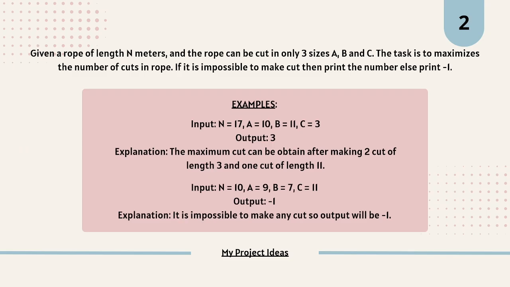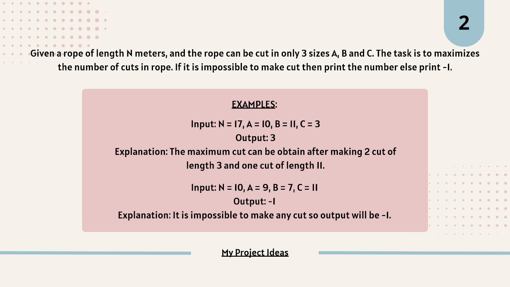So what is the problem statement? We have been given a rope of length n meters and the rope can be cut in only three sizes, that is size A, size B and size C. Your task is to maximize the number of cuts in the rope. If there is no possibility of making a cut in the rope, then you should print -1. Got your question properly? So now let's see the examples.